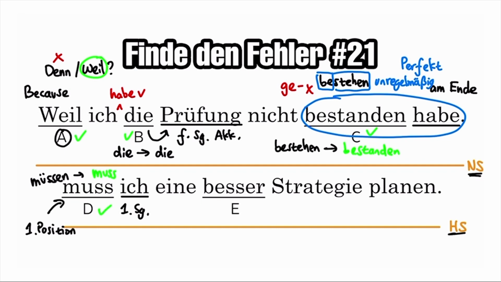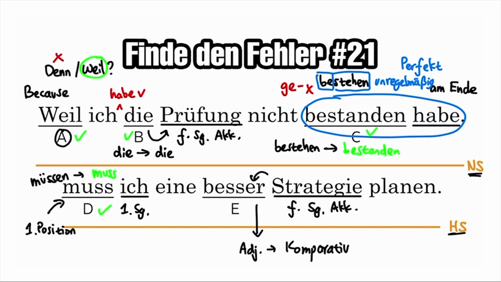And last but not least, in option E, we have the noun Strategie, which is feminine singular in accusative, and we want to decline the adjective that is coming before it, besser. And besser is an adjective, but it is in the comparative form, meaning it gets from good into besser. And we also have this indefinite article here, unbestimmter article.